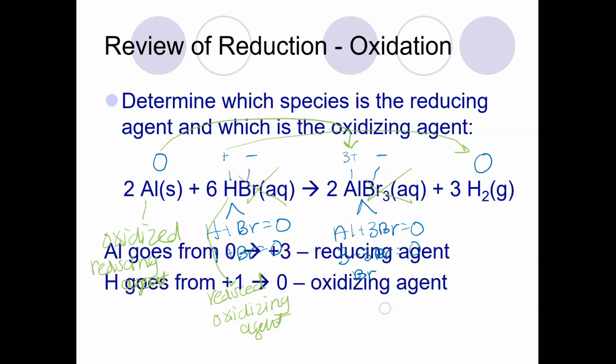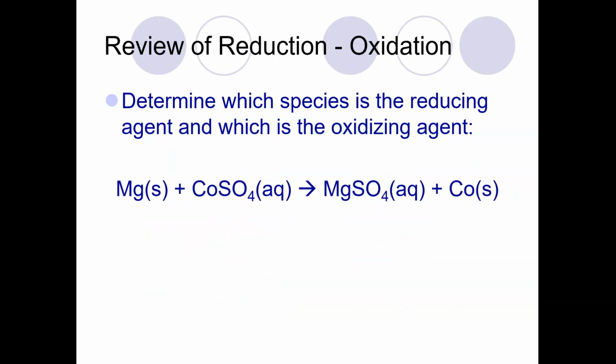Okay, let's do one more. So again, this is one that I would have told you guys, hey, stop, why don't you practice this? And then we're going to go through it. So why don't you take a second and pause. I want you to find the oxidation numbers of everything and then decide what is being oxidized, what is being reduced, which one is the reducing agent, which one is the oxidizing agent.